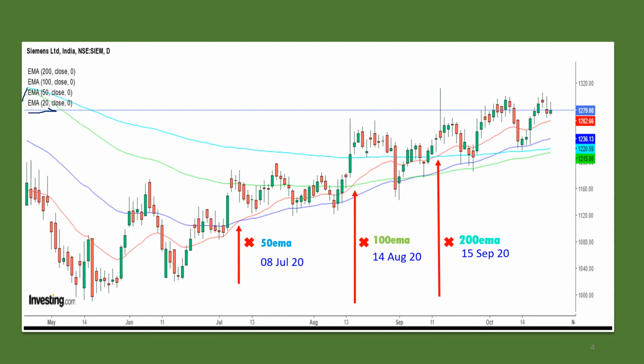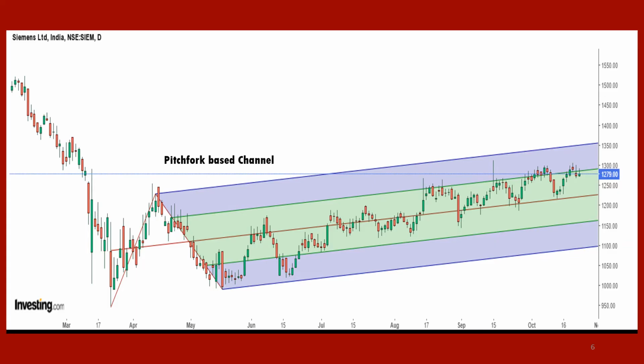You will also see that the 50 EMA is crossing 100 on 8th September, and it has crossed 200 EMA on 7th of October. We are using a pitchfork based channel for our studies. As you will observe, from 8th July itself, we find the price is making higher highs and higher lows.